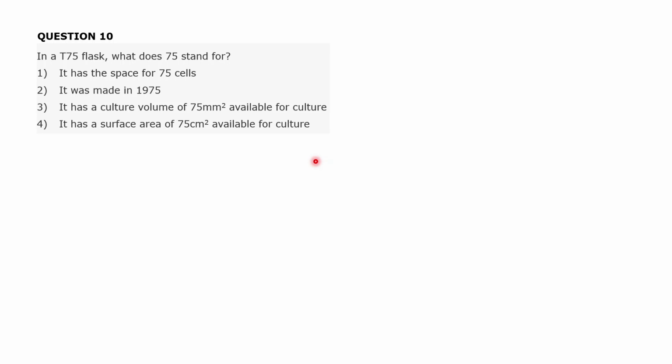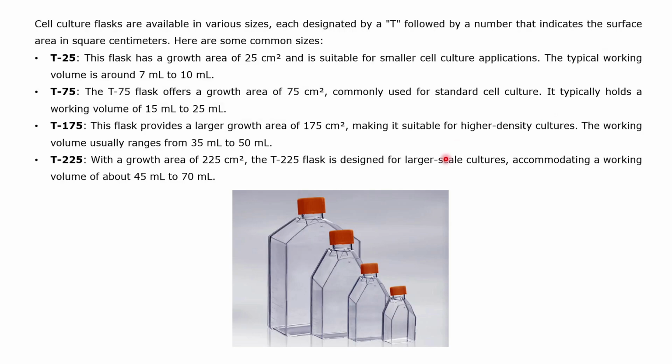Yes, you're right. The answer to the question is that it has a surface area of 75 centimeter square available for cell culture. So you can see that this is a cell culture flask, made of plastic. Based on the type or the amount of cell culture you are growing, you can talk to a vendor and buy this flask. Sometimes it will be smaller, sometimes larger, or in between.